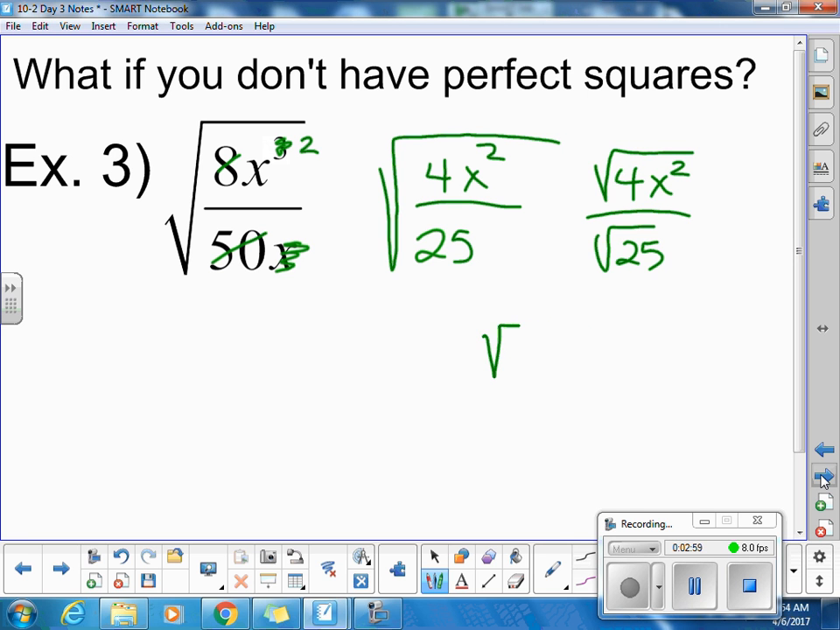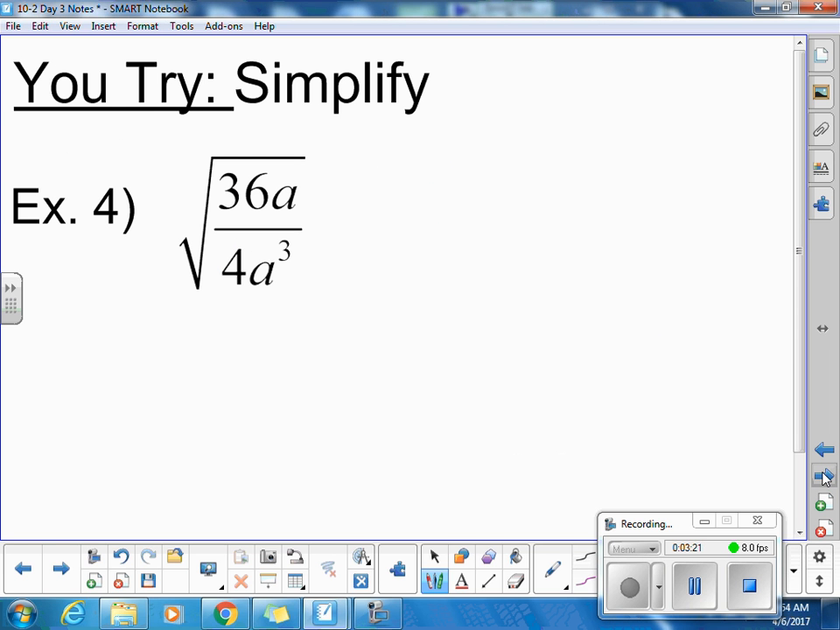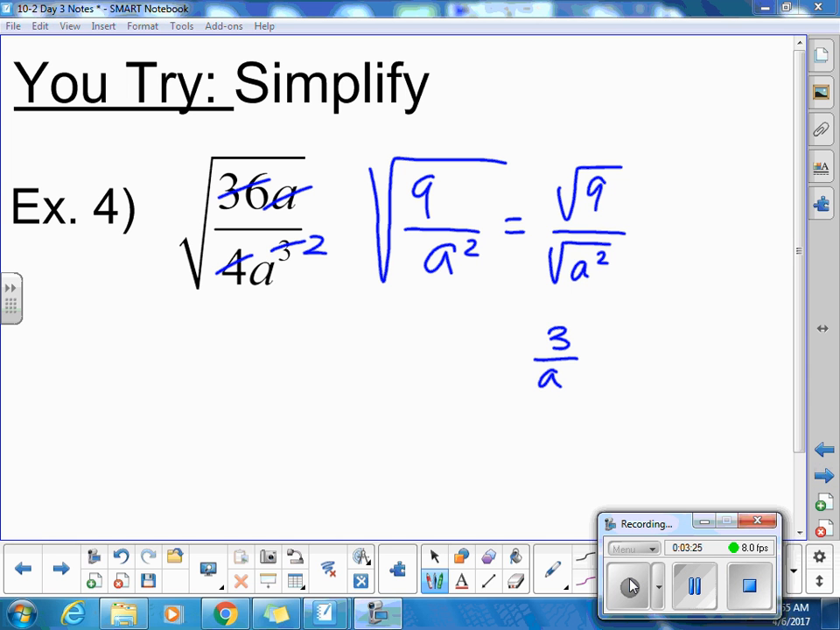And remember 4 is 2 times 2, x squared is x times x, over square root of 5 times 5. So I have some pairs, a pair, a pair, and a pair. So 2x comes out, there's nothing left in the numerator, and a 5 comes out in the denominator, nothing left in there, so I have 2x over 5. All right, so you try, simplify this one, put me on hold, and come back when you're done.